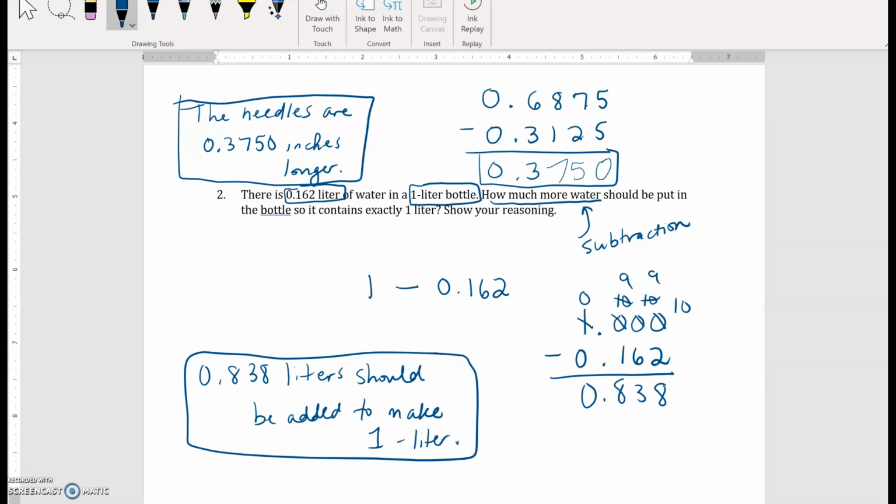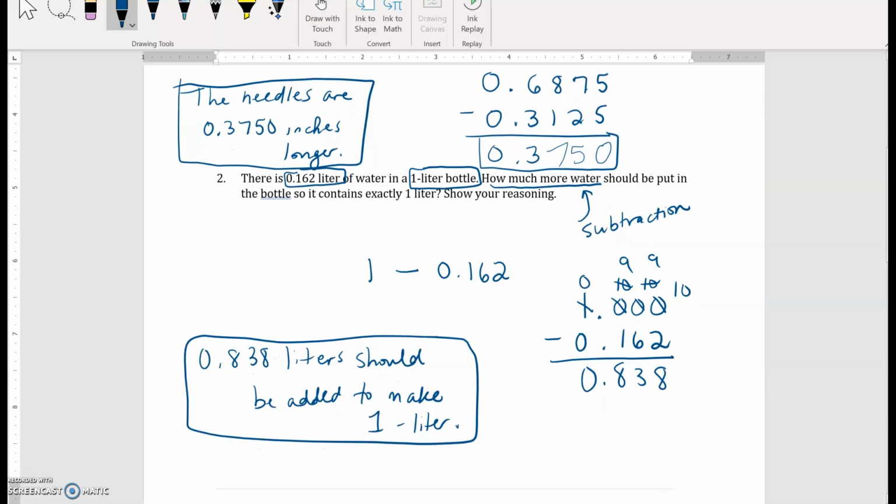So we're going to continue practicing adding and subtracting decimals by now doing some puzzles on the back of your notes today.